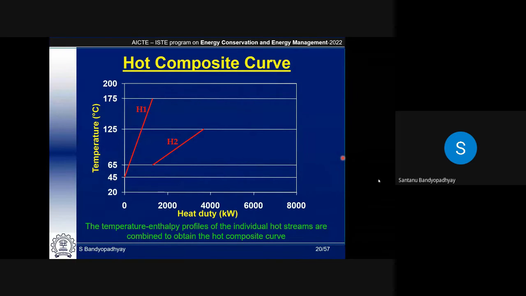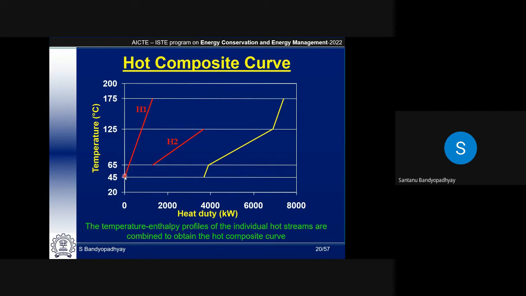So I'll add them in temperature intervals. We'll start with 45 to 65, where only H1 exists. I'll take that portion. Then from 65 to 125, I'll take the heat available from H1 and H2 and add them. And from 125 to 175, I'll take the heat available from H1 only. And if I do that, I'll get this piecewise linear curve. So what will be the numerical values? Remember, the slope of this is 10, the MCP is 10, and the MCP is 40.